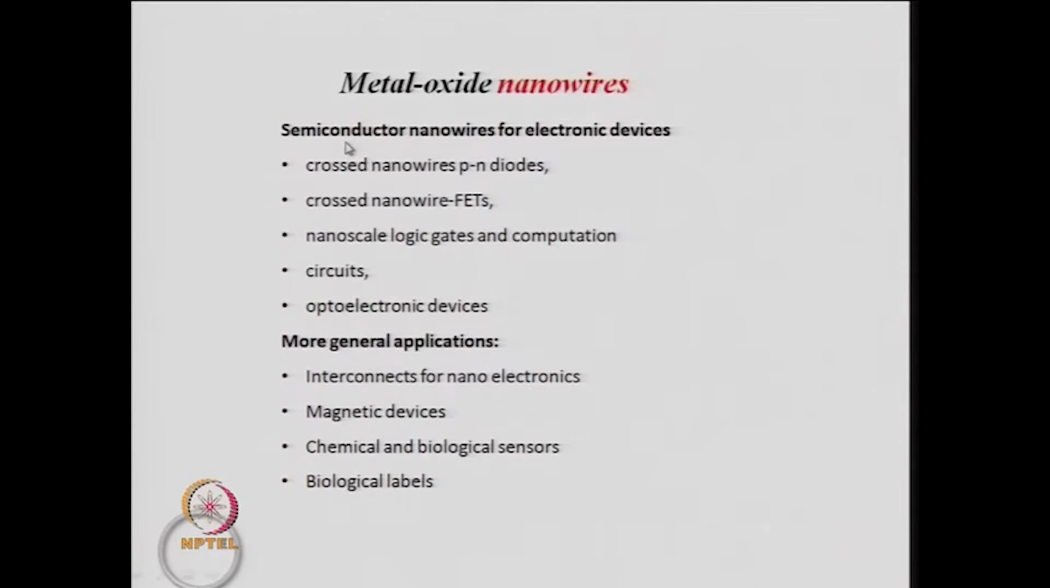For example, if you are talking about metal oxides which are semiconductors, then they have some specific applications, like they can be used as PN diodes, where you have nanowires which are crossing each other. So, crossed nanowires can act as diodes, which we normally study in simple electronics, PN diode, or it can act as a field effect transistor. FETs are field effect transistors, very important in all kinds of electronic circuits, and you can make FETs using nanowires.